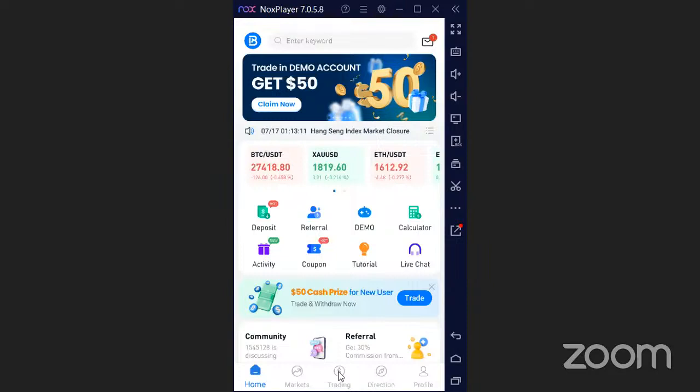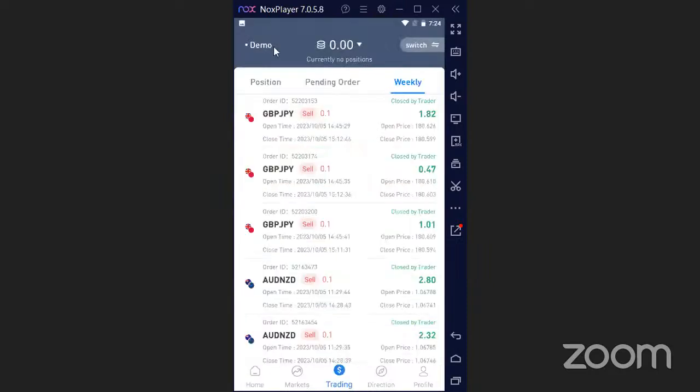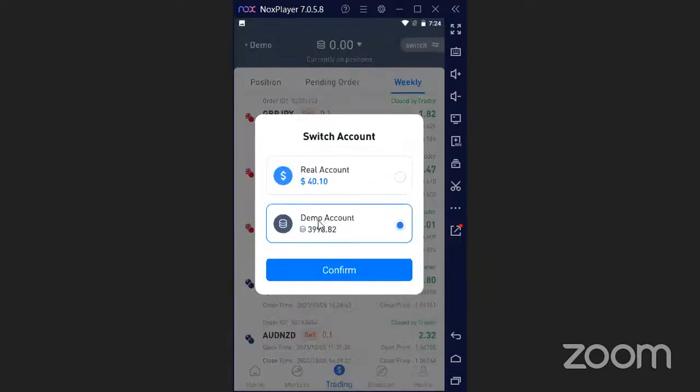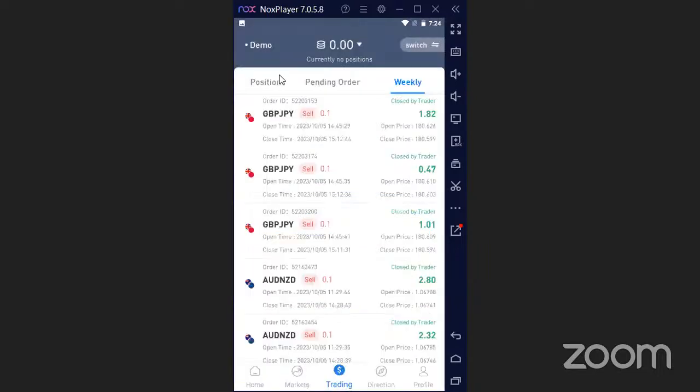If you are on your real account, come to switch here and click on it, and then you see real account, demo account. Click on demo account and then confirm. Do not use your real account, use your demo account. Okay, so now that we are on demo, let's go back to home.